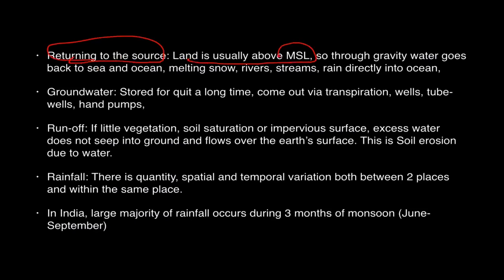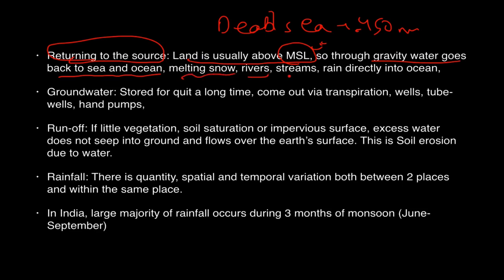Land is usually above mean sea level. Obviously, the Dead Sea and Netherlands are exceptions in this. Dead Sea is 450 meters below mean sea level, minus 450 meters. Netherlands is also at or below sea level. So apart from that, most of the land is above it. So through gravity, water goes back to sea and ocean, through melting snow, rivers, streams, rain directly into ocean.